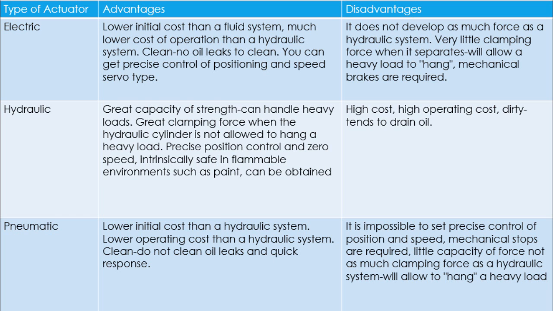Type of actuator. Electric: advantage, lower initial cost, fluid system. Disadvantage: it does not develop as much force as a hydraulic system. Hydraulic: advantage, great capacity of strength, can handle heavy loads. Disadvantage: high operation cost, dirty due to oil. Pneumatic: advantage, lower initial cost than the hydraulic system.